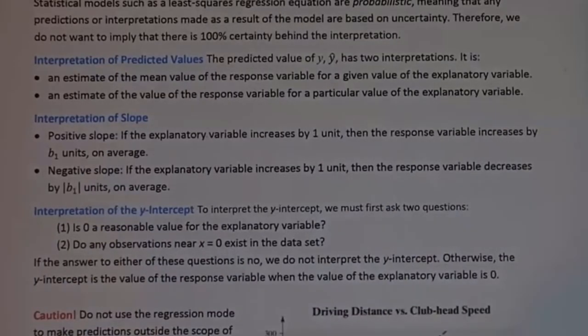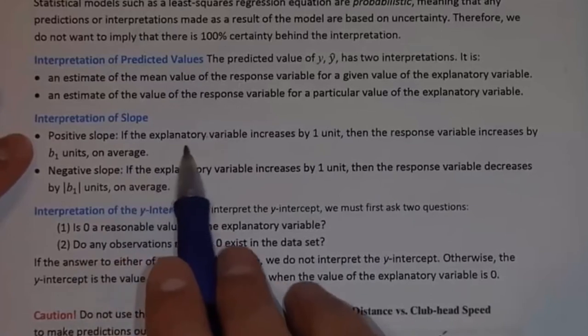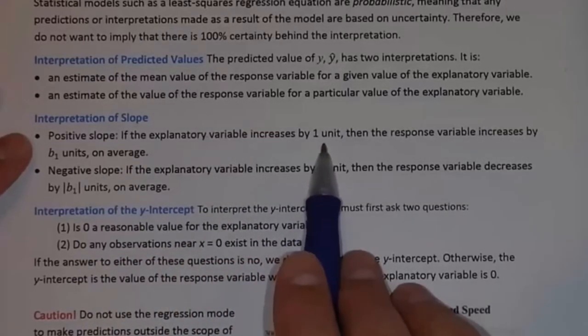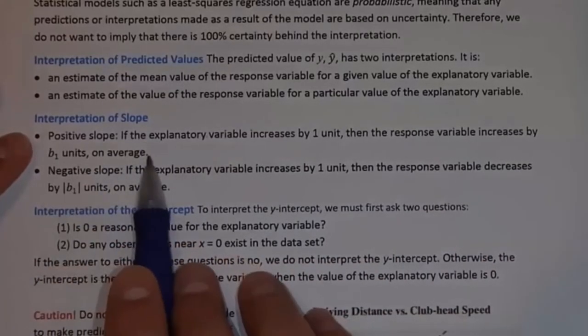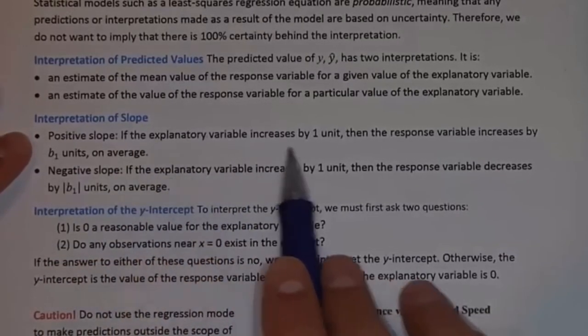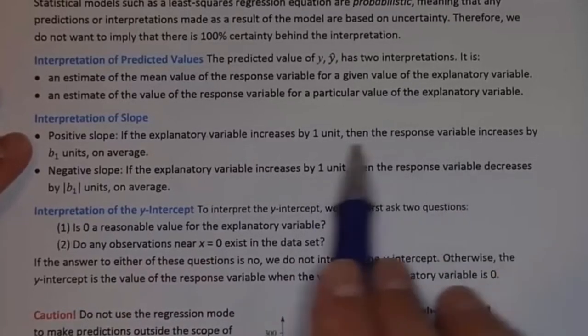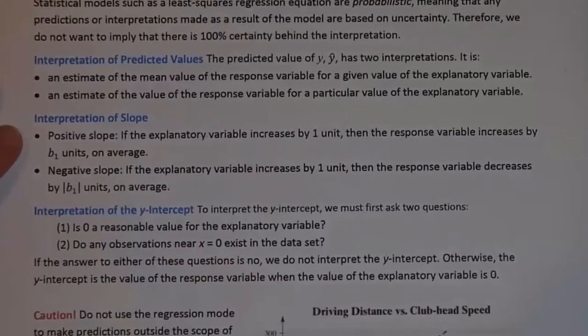Interpreting slope. Now in algebra, you may remember slope equals the rise over run, the change in y over the change in x. So keep that in mind when we want to interpret the slope of a regression model. If we have a positive slope, then what that means is if the explanatory variable increases by 1 unit, then the response variable is going to increase by b sub 1 units on average. In other words, b sub 1, that's the slope. So if the explanatory variable increases by 1 unit, the response variable is going to increase by the slope units on average if we have a positive slope.